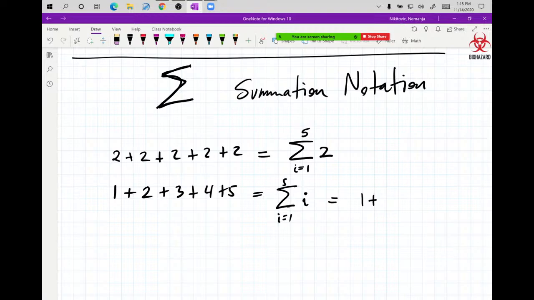So first time around, you're starting at i equals 1. Then summation is a plus. And then the next time around, after i equals 1, it's i equals 2, because these are integer increments. So now i equals 2. That's the next number. And then 3, 4, and then it ends at 5, which is on the top. So plus 3, plus 4, plus 5.